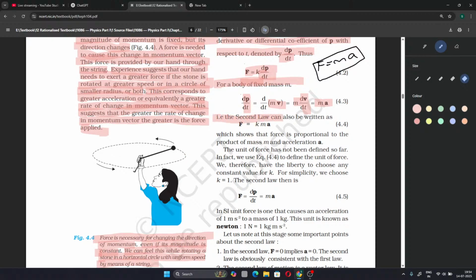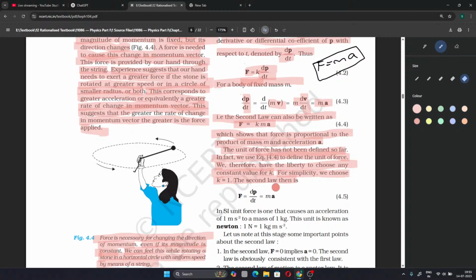The second law can also be written as force equals K m a, where K equals 1, which shows that the force is proportional to the product of mass m and acceleration a. The unit of force has not been defined so far. In fact, we use equation 4.4 to find the unit of force. We therefore have the liberty to choose any constant value for K. For simplicity, we choose K equals 1.